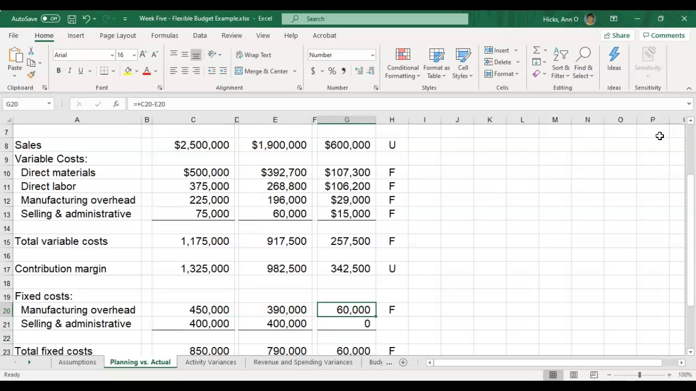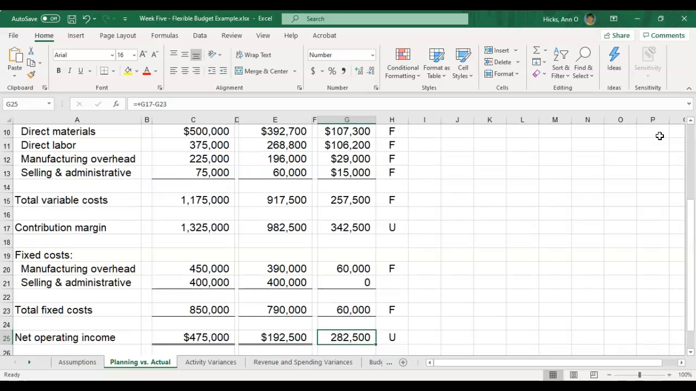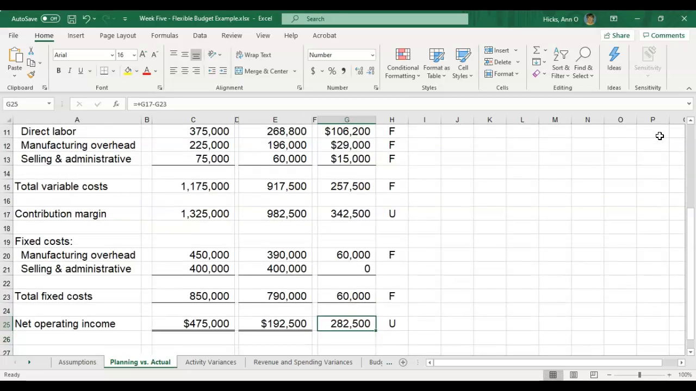Fixed costs, $60,000 actual, less than budget. Selling and admin came in right on the money. And so we have further favorable variance in costs, which leaves us with a variance in net operating income of $282,500, which is unfavorable.